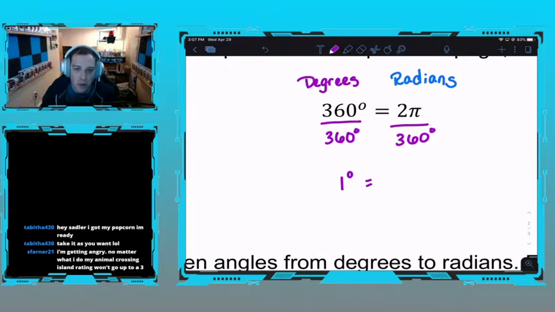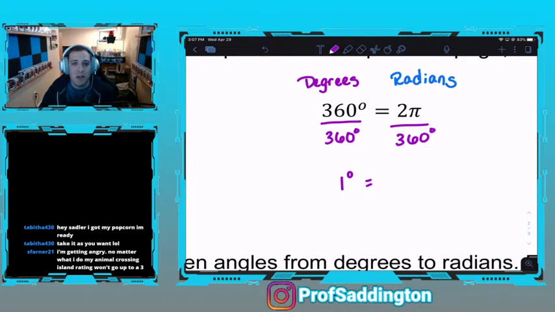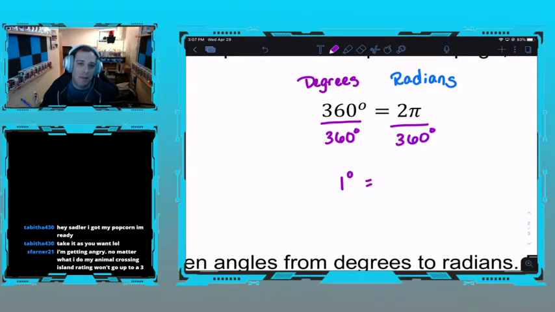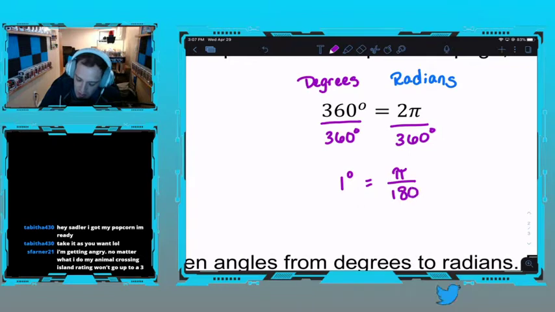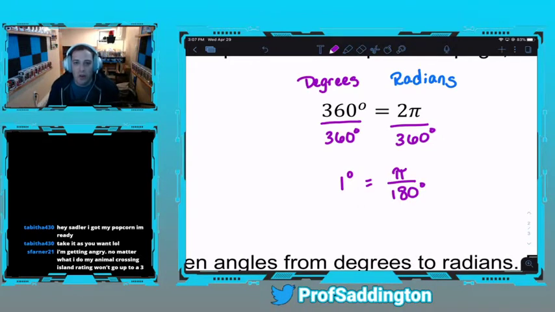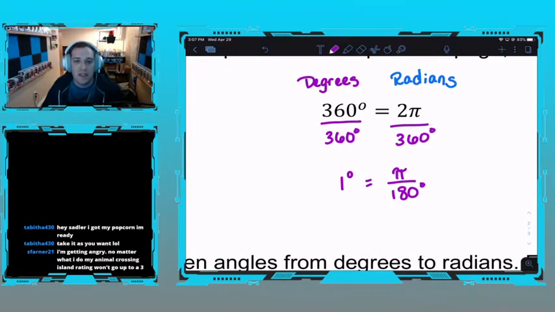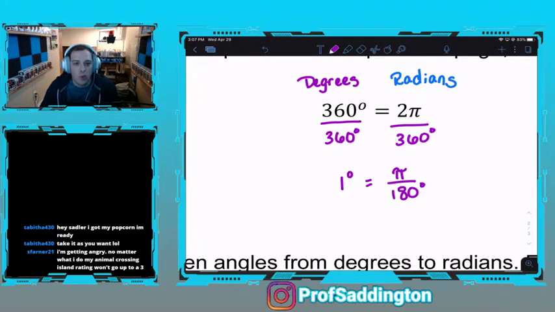Well, if you have 2 pi over 360, that can be reduced because both top and bottom can be divided by 2. And if we divide both by 2, we would have pi over 180 degrees. Okay? So pi over 180 is equal to 1 degree. And that would be our conversion.